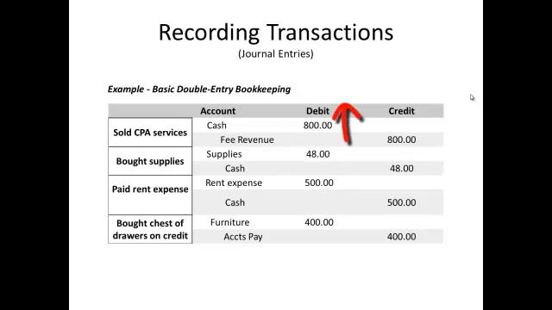The fee revenue, a revenue account on the right-hand side of the equation, increases with a credit. We will credit fee revenue to show an increase in fee revenue. That fee revenue credit on the right-hand side explains why cash came in.